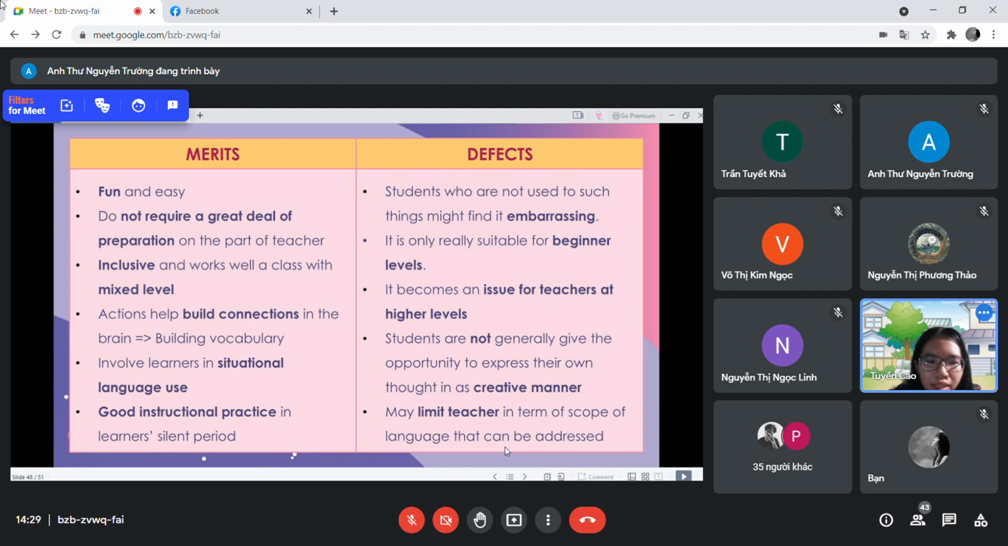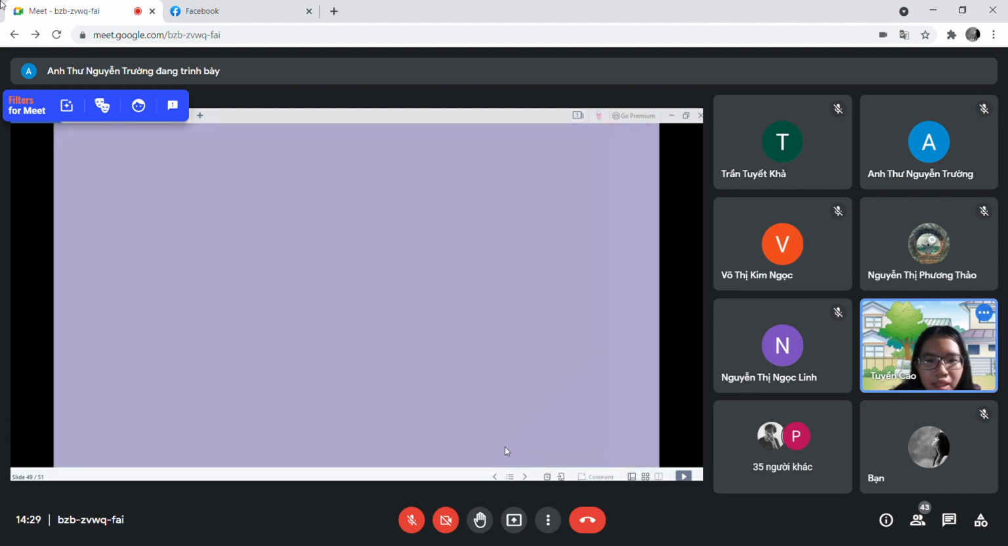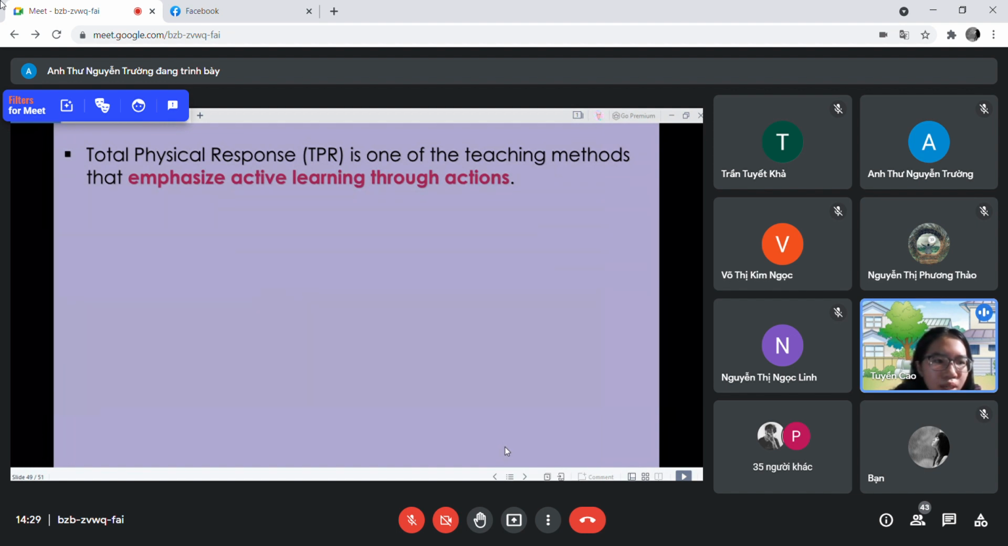On the other side, this method may limit the teacher in terms of the scope of language that can be expressed. So this is the main point of total physical response. The meaning of total physical response is one of the teaching methods that emphasize active learning through actions. And there are three basic steps for students. First of all, listen to the teacher's command, and then watch how the teacher does it. The last one is they need to imitate repeatedly some actions from the teacher's command.